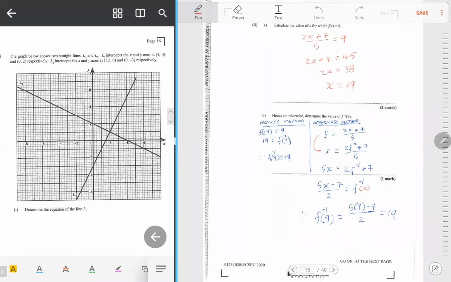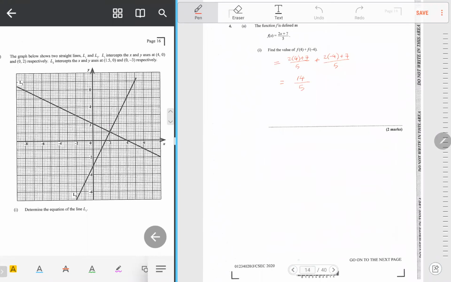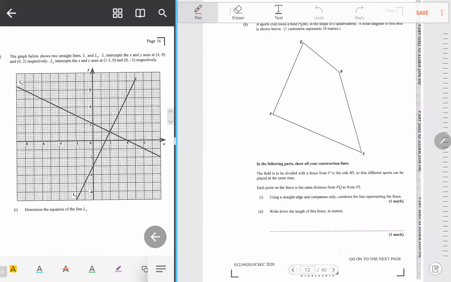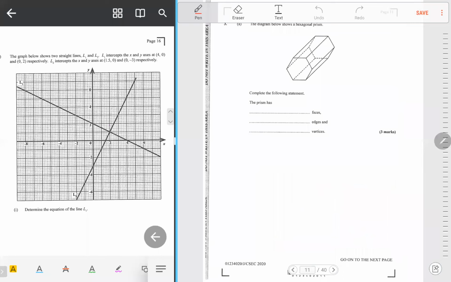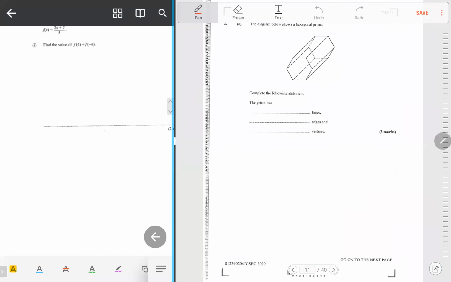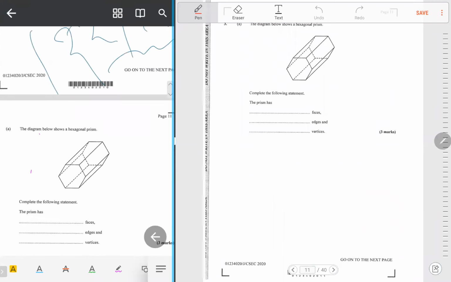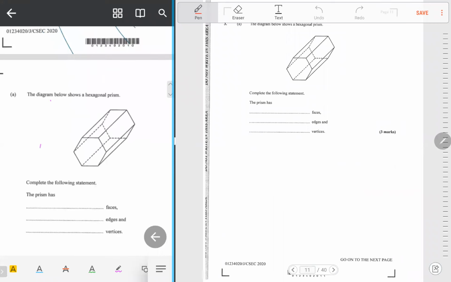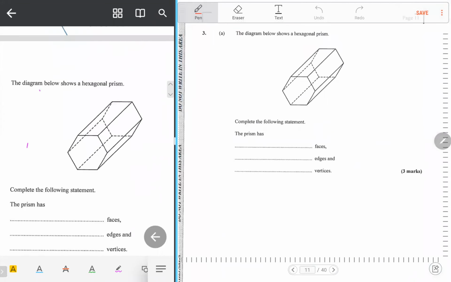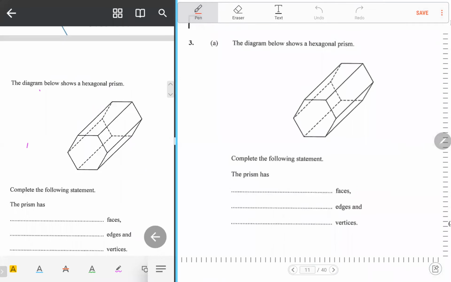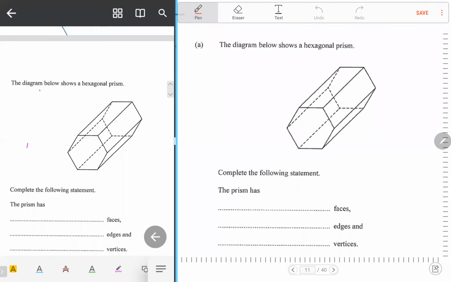Question 3. All right, so question 3 gives us this diagram now. So the diagram is a hexagon. Hexagonal prism. It's a prism.